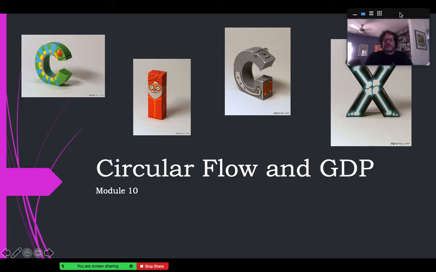Talk about the circular flow of the economy and GDP. I was thinking on the way home, I was listening to Marketplace, and I was thinking, oh, this is a perfect thing to talk about because it is truly economics 101, and it can truly help you understand what happens when you put money into the economy.